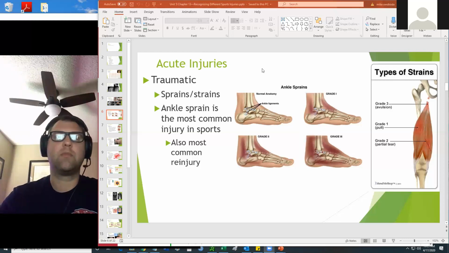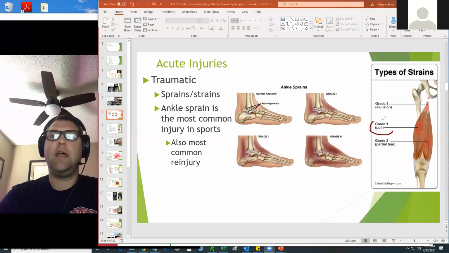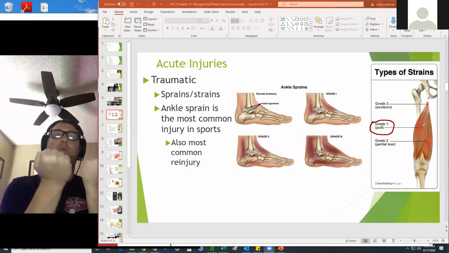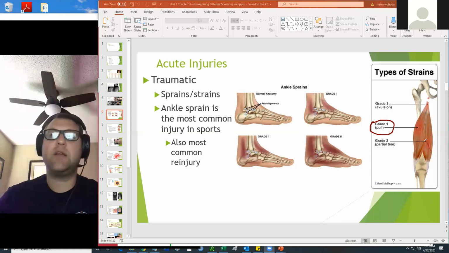Now, all strains and sprains are graded on a 3-point scale. A grade 1 would mean that I have a pull of the muscle or a slight tear of the tendon. Even when I pull a muscle, I'm still creating small tears in there. So this would be like a micro tear.